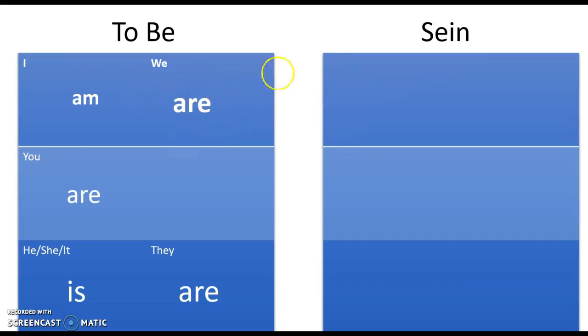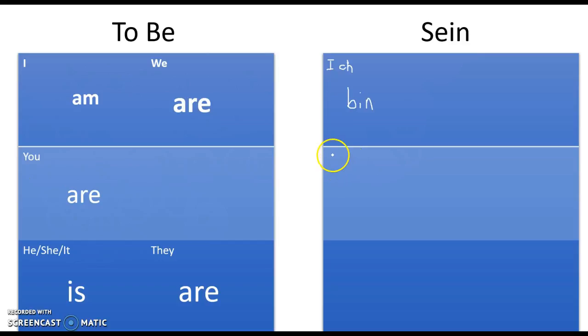So if we look at the conjugation chart, we see all the pronouns and their relative conjugation with the verb. Pretty simple. So if we were to translate I into German, the German pronoun for I would be ich, I-C-H, ich. And the conjugation for that would be bin. So to say I am in German, you just say ich bin.